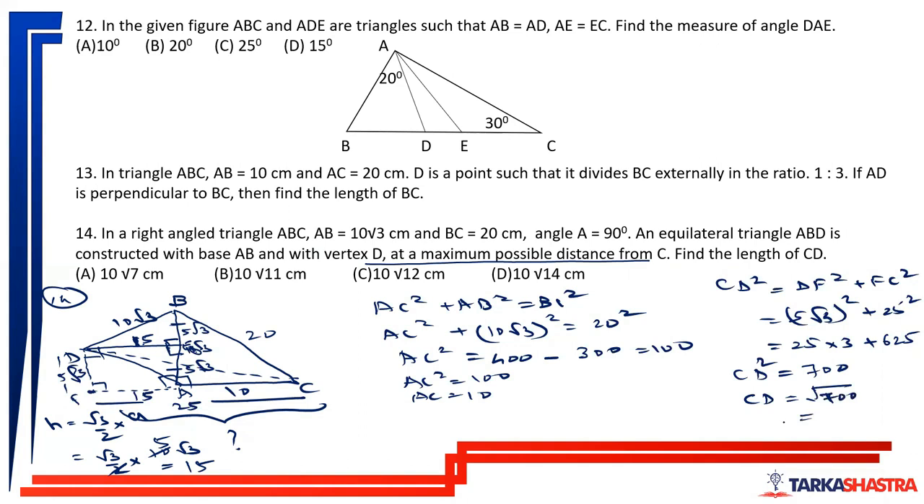And of which 100 I can take out, which will become 10. So this is 10 root 7. Option A is the answer.